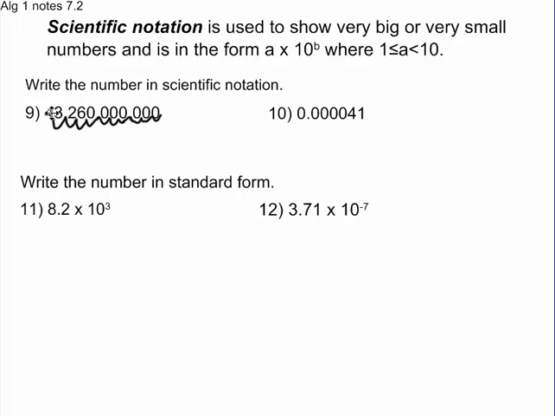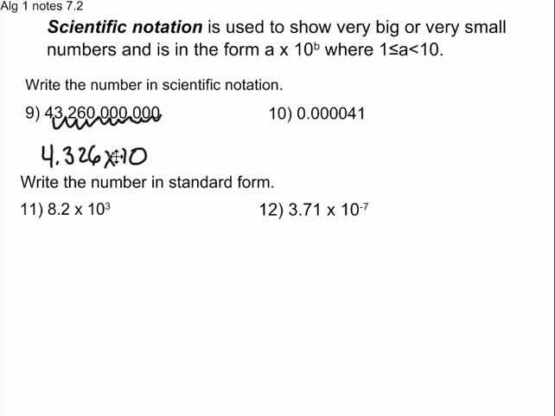43.26 is not between 1 and 10. 4.326 absolutely is between 1 and 10. So we're going to use that number right there. 4.326, okay, that's my a. I just found a times 10 to some power.